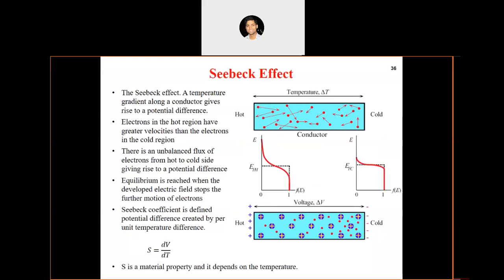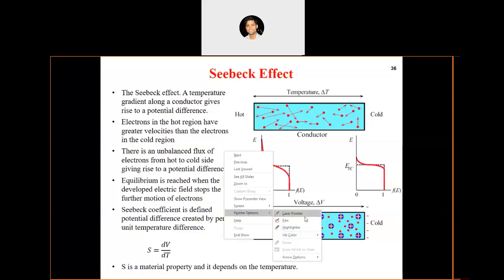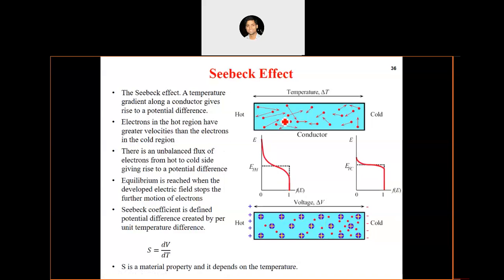Then we looked at the Seebeck effect, where you have a material and you maintain the two ends of the material at different temperatures. You will have an effective flux of electrons from the hotter side to the colder side, and because of that you will develop a potential field. So this effect can be used for generating energy.